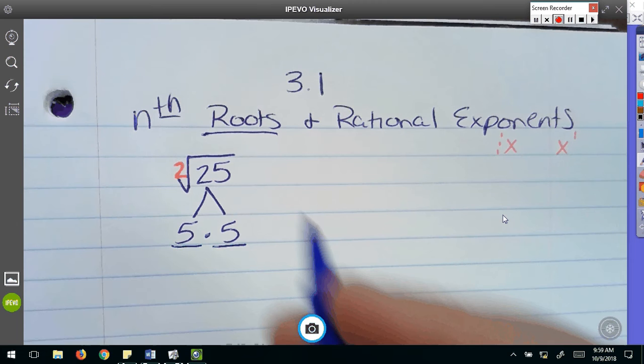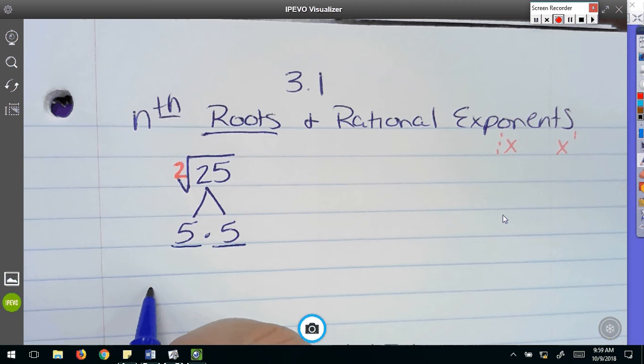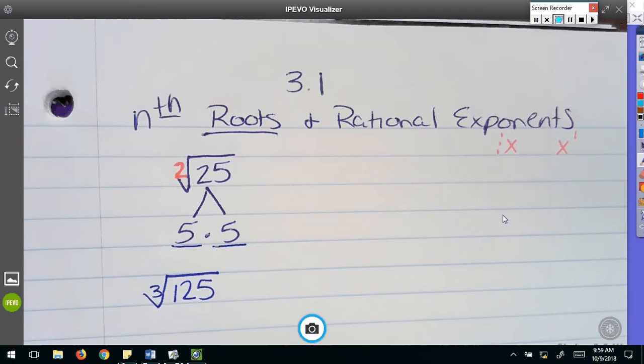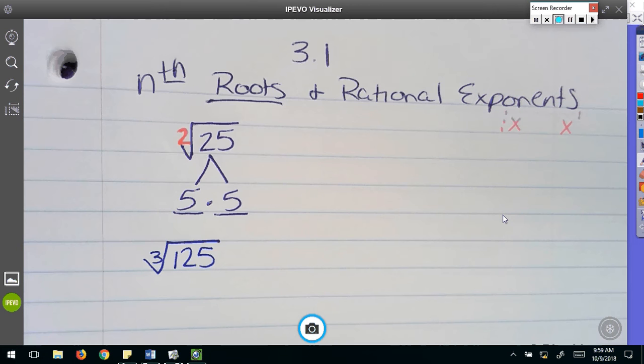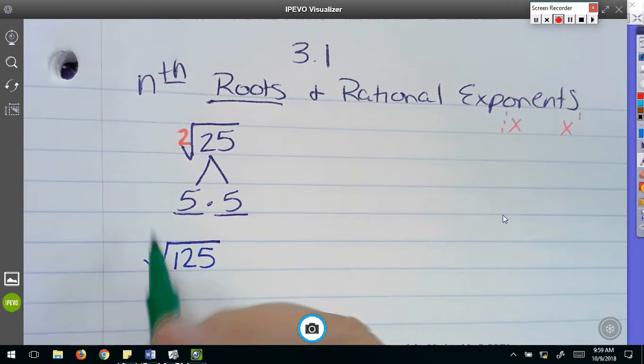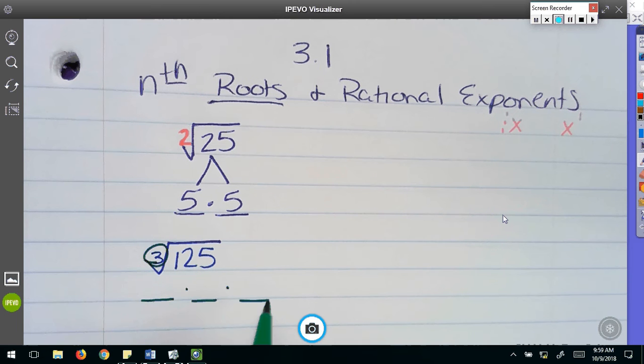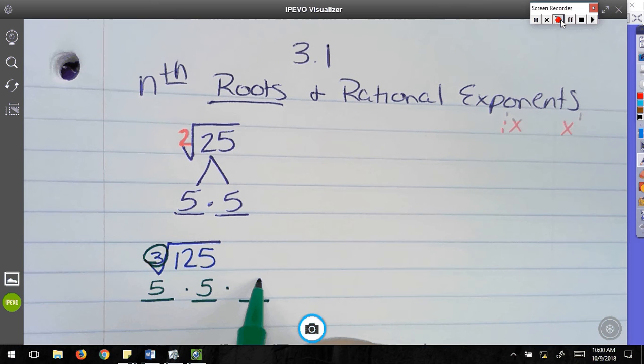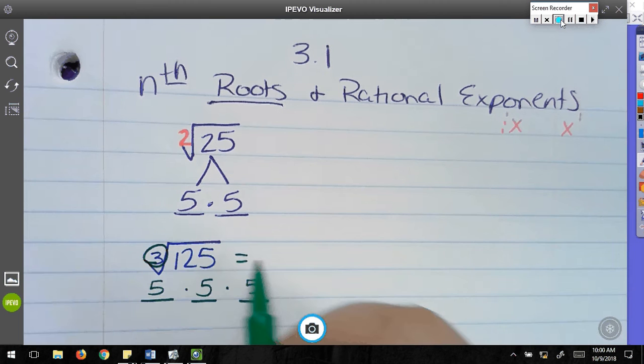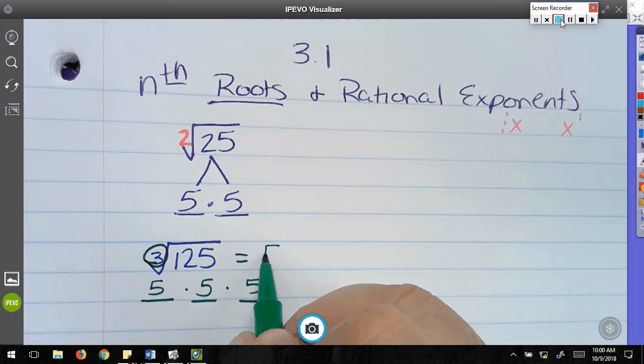For example, we could have the third root of 125, and what that's asking is, what number times itself, not 2 times this time but 3 times, gives me 125? I hope you're familiar enough in your math career at this point that you can say, I know that 5 times 5 times 5 gives me 125. So the cubed root of 125 would be 5.